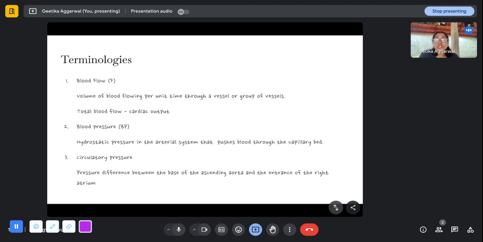And the circulatory pressure is the pressure difference between the base of the ascending aorta, or the aorta that is coming out of the left ventricle, and the entrance of the right atrium. So it's the pressure difference between the aorta and the entrance of the right atrium.